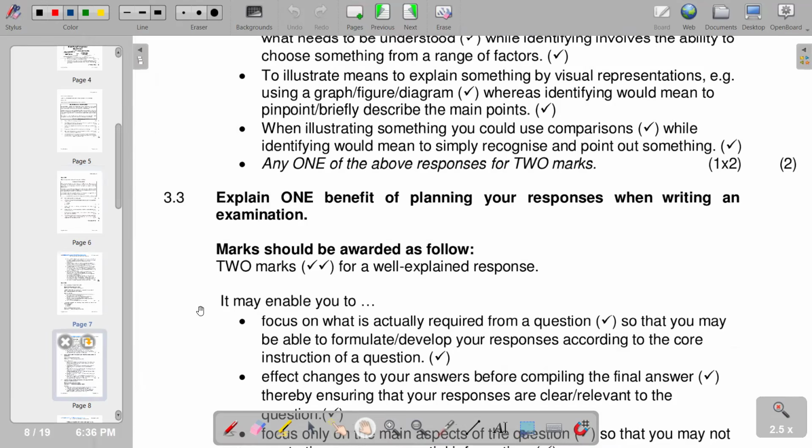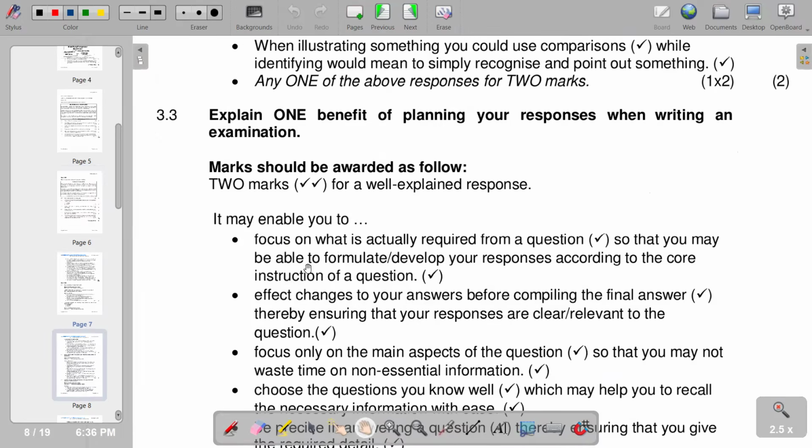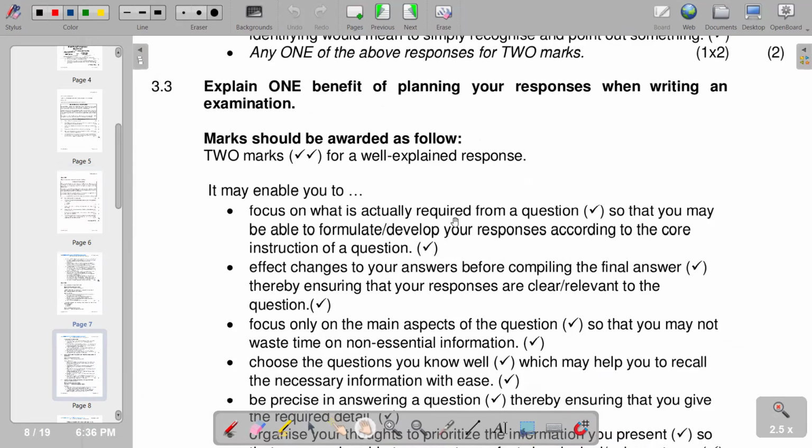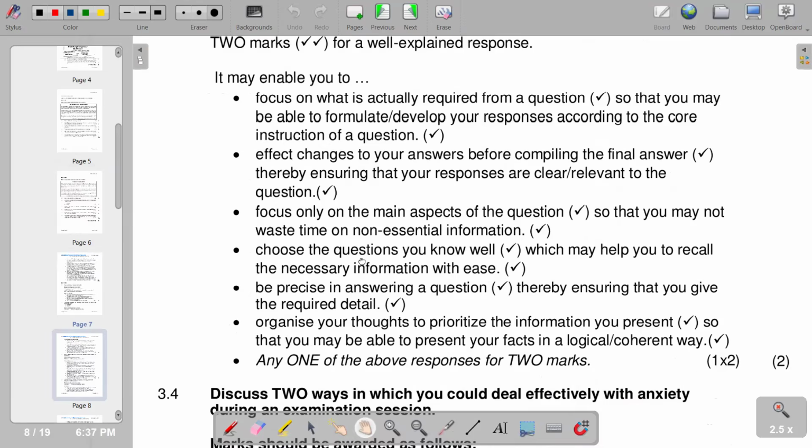In terms of that, we have, it may enable you to focus on what is actually required for the question so that you may be able to formulate or develop your responses according to the core instruction of a question, or effect changes to your answers before committing to the final answer, thereby ensuring that your responses are clear or relevant to the question. So we have further points that are also correct.